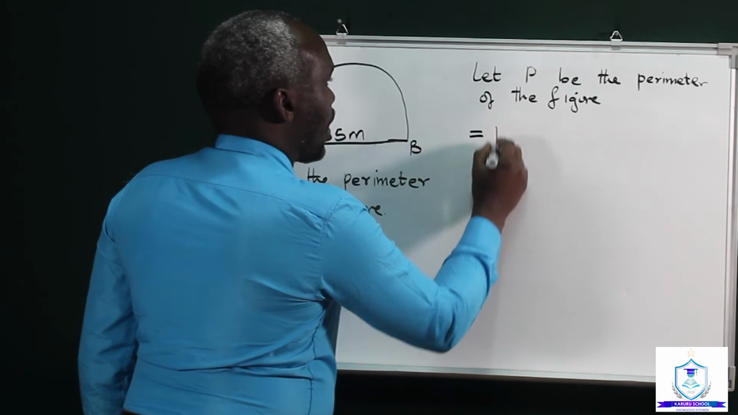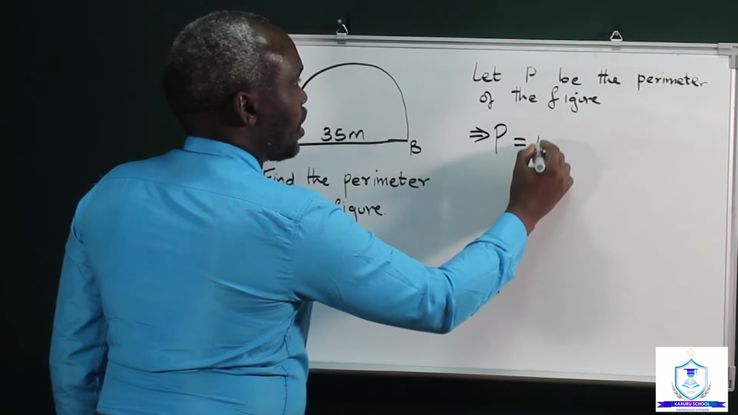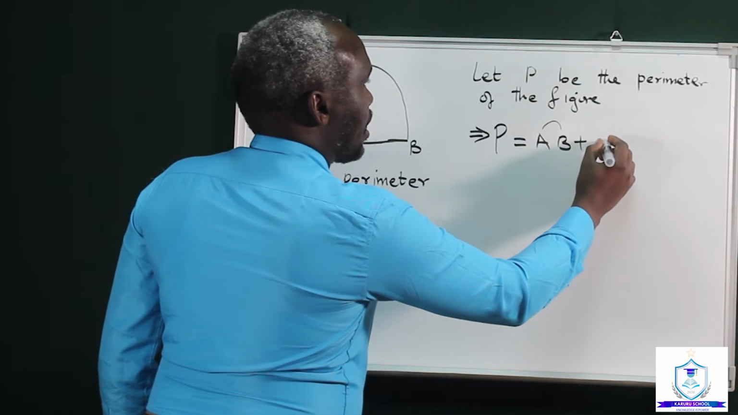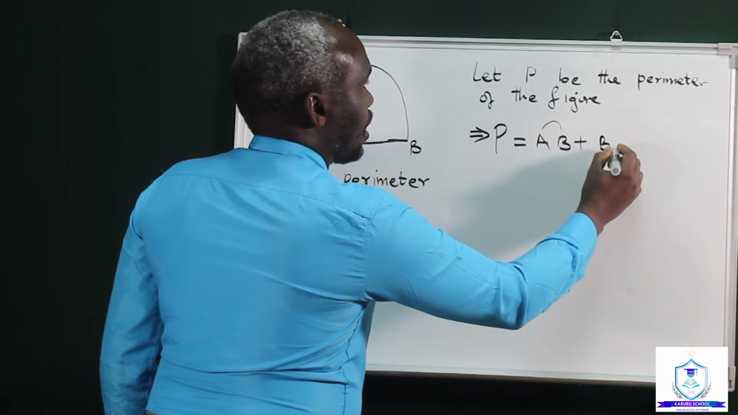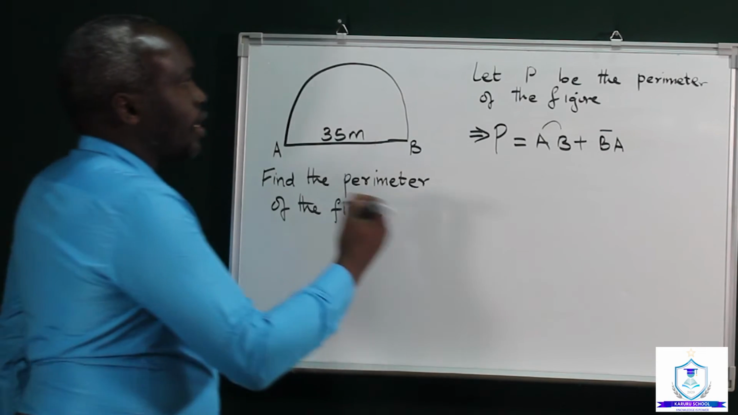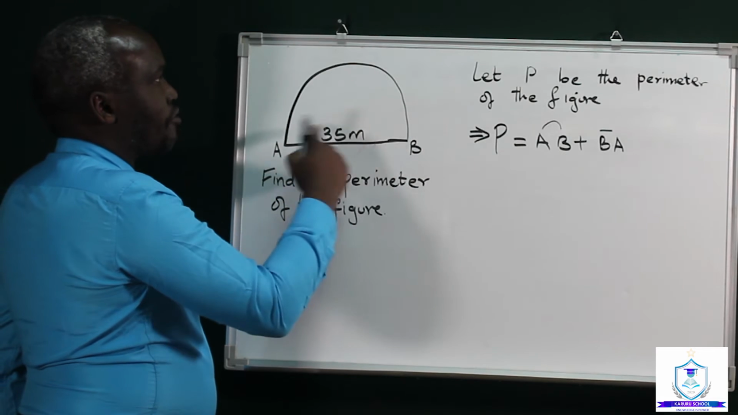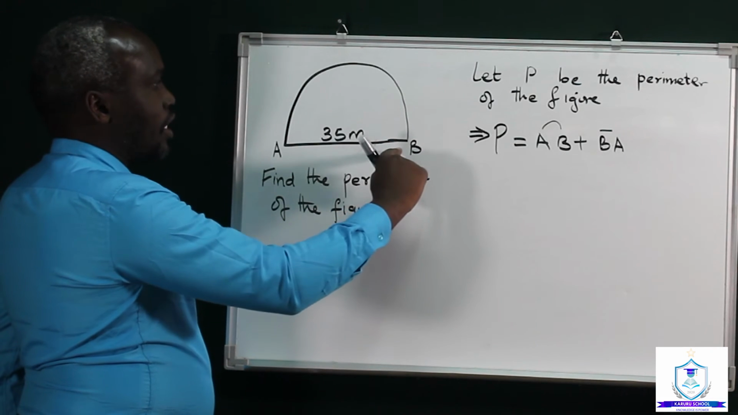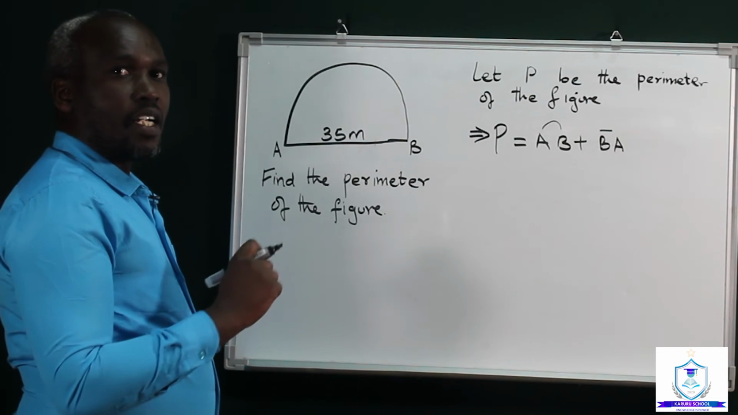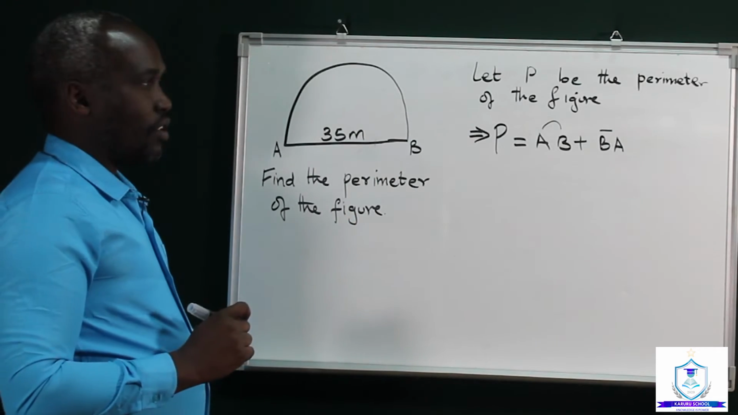So in our case here, the perimeter will be equal to the distance from A to B through the curve, and then you add the distance from B to A through the straight line. Notice that this is not a full circle. So we'll use the formula for finding the circumference of a circle using the diameter, and then divide that result by 2 since the distance here is of a semicircle.